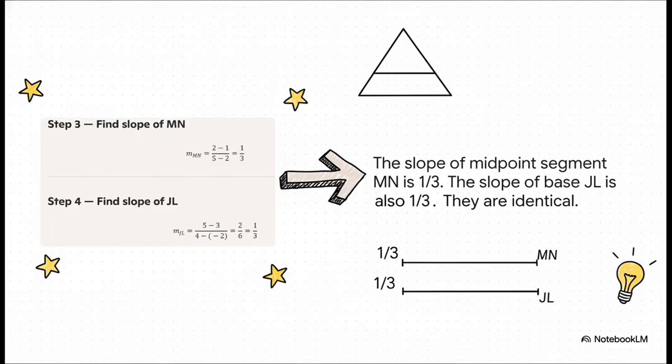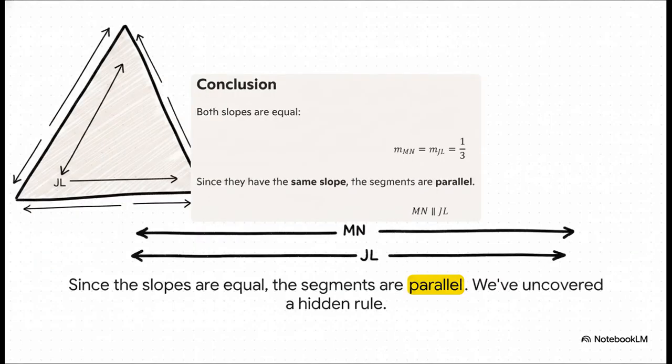And now for the big reveal. We calculate the slope of our new segment MN, and it comes out to 1/3. Then we calculate the slope of the triangle's third side, the base, JL, and its slope is also 1/3. They are identical. And here's the crucial conclusion, the really cool part. Because the slopes are equal, the line segments MN and JL have to be parallel. Using our basic detective kit, we've just uncovered a universal rule of geometry. And this isn't just true for this one triangle, it's true for all triangles, everywhere.